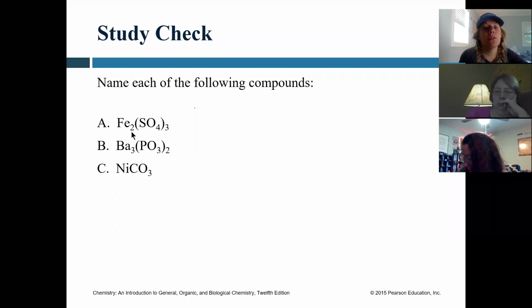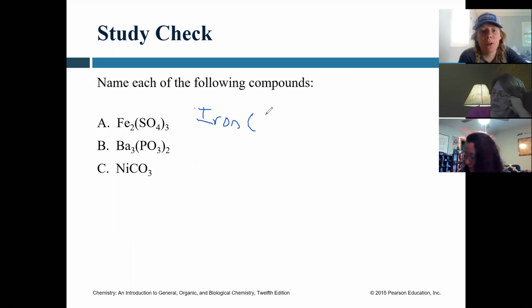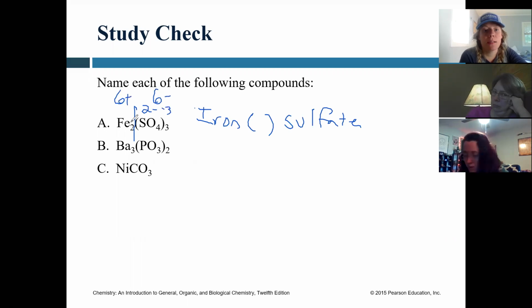All right, so first one here, we've got iron with an unpredictable charge. Well, iron always has an unpredictable charge. So iron, we need a Roman numeral, and this thing is sulfate. When looking at what our charges are, sulfate is always a 2-, and there's 3 of them, so 6-. So this needs to be a 6+ distributed over 2 iron. So we divide it by 2, which will give us iron(III) sulfate.